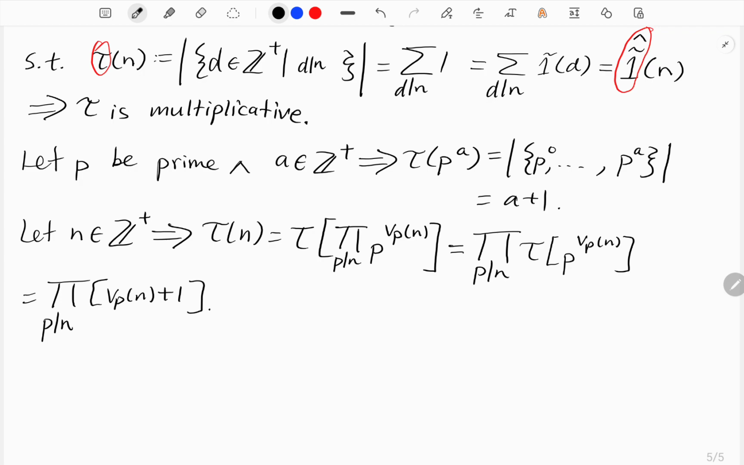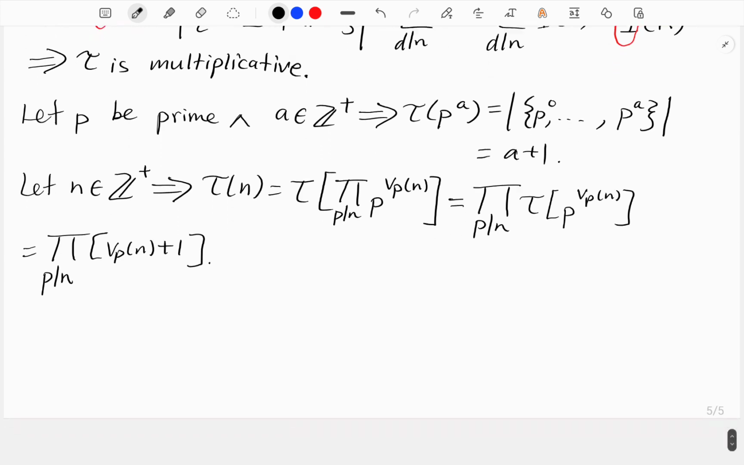All right, and that's it. So this is how you can compute the number of positive divisors a positive integer has, right? It's the product running over all the primes that divide n of the valuation sub p of n plus 1.